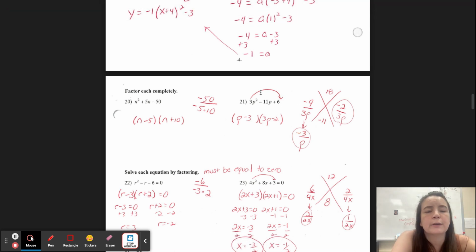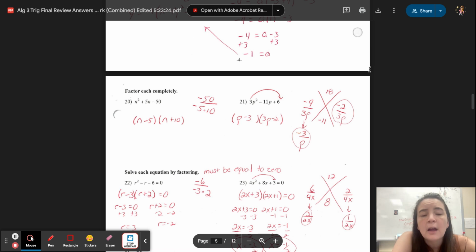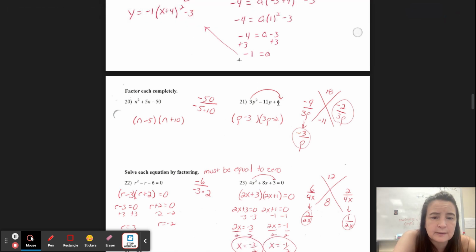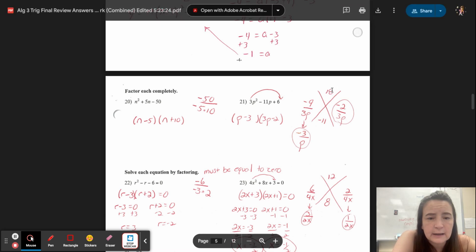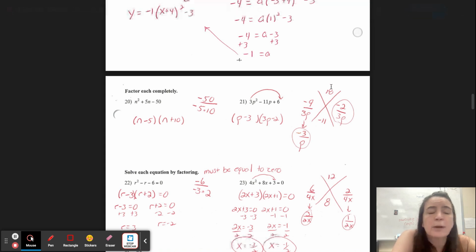So then I'm just going to go straight to the x method. For the x method, we take the number that's in the front, we multiply it to the number that's in the back, 18. Then we are going to still try to find two numbers that multiply to give us 18, but add to give us the middle number. So similar to how we do number 20, we wanted to multiply to 18, add to -11. So it ends up being -9 and -2. There are other combos that give us 18, but only -9 and -2 will give us -11 when we add.